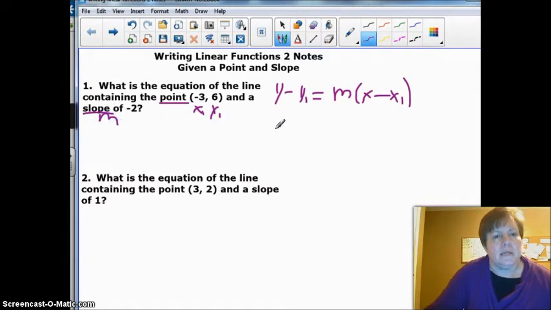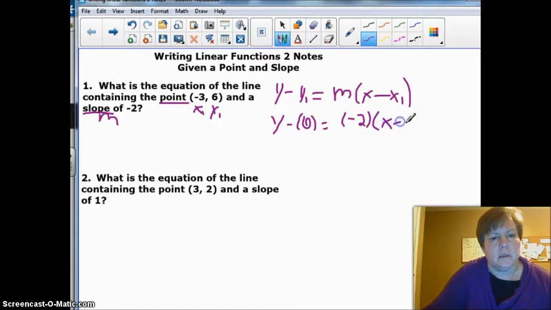So when we put that together in our equation, we have y minus, and then we'll replace y1 with the 6, equals m, which in this case is the -2. So we'll replace m with -2. And then we have x minus x1, and x1 is -3. Okay, so that's the substitution.